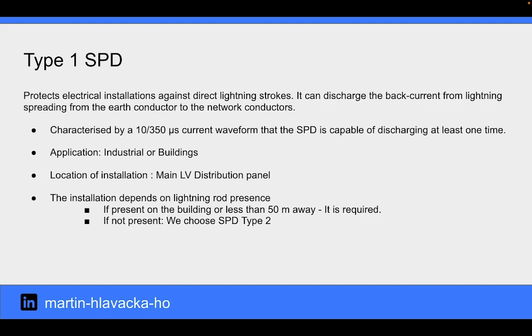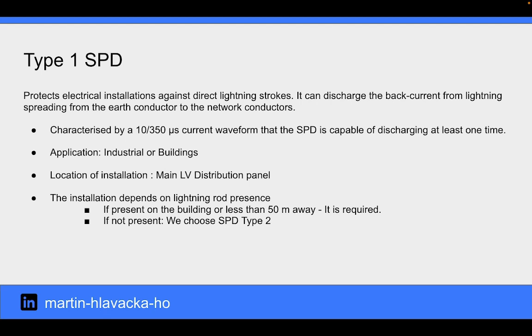There are three types of SPD. Each one has its specific role in the electrical system. The Type 1 SPD protects electrical installation against direct lightning strikes. It can discharge the back current of lightning propagating from the earth conductor to the network conductors. It is characterized by a 10/350 current waveform that the SPD is capable of discharging at least once.